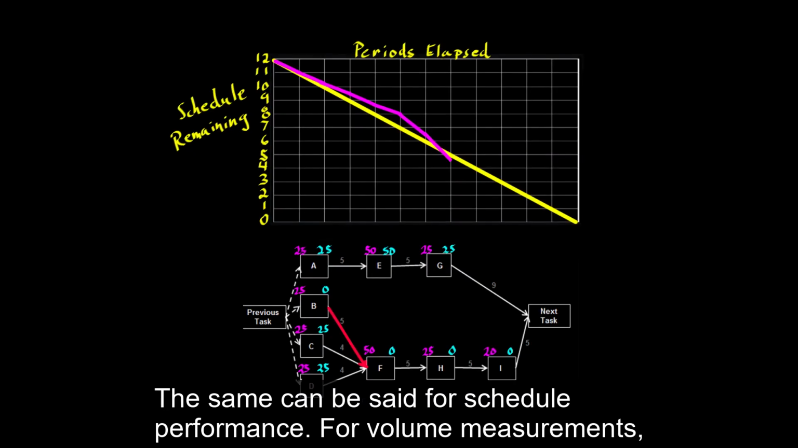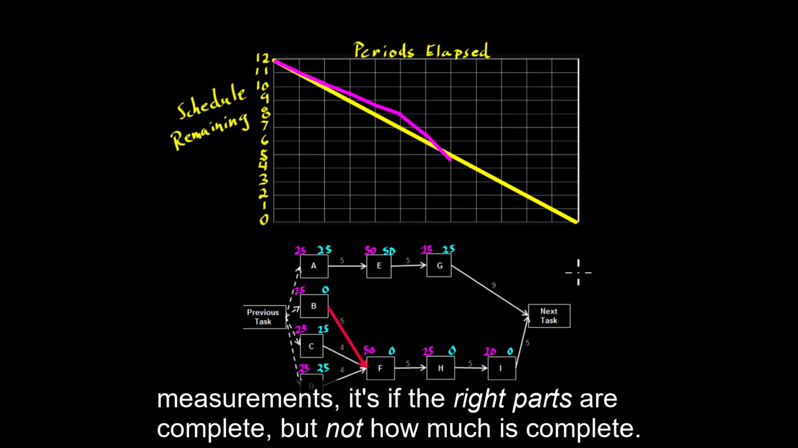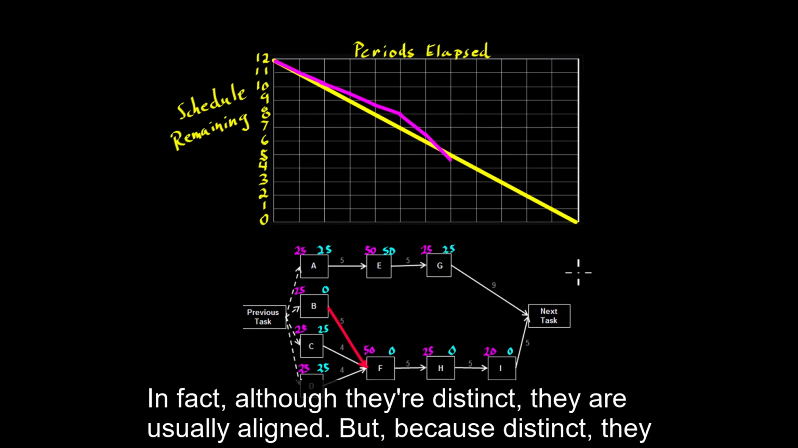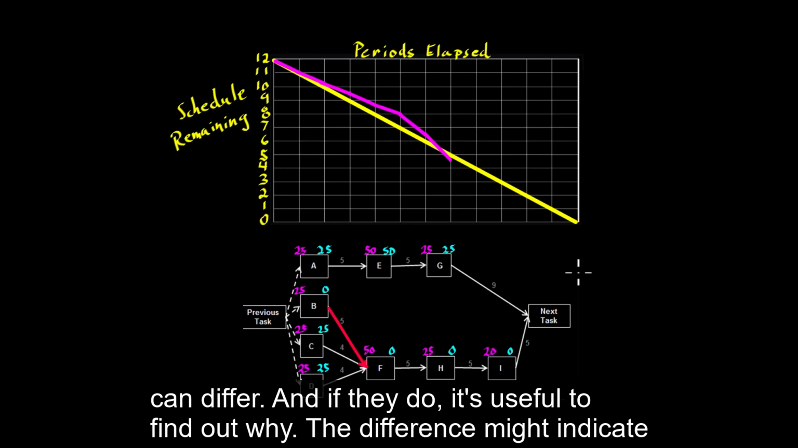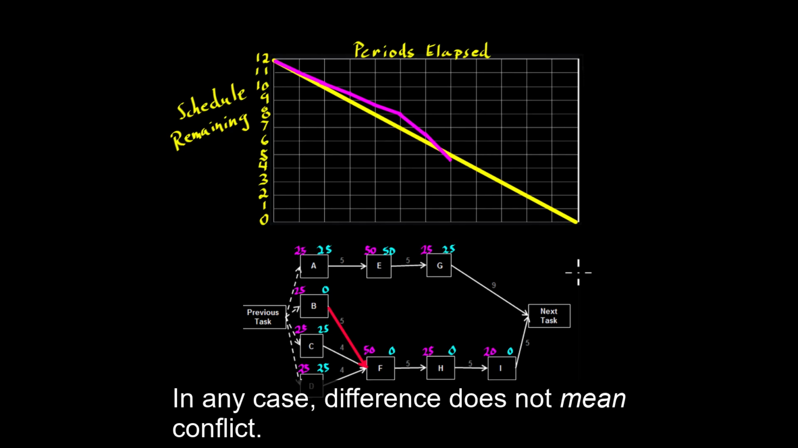The same can be said for schedule performance. For volume measurements, it's how much is complete, but not if the right parts are complete. For sequence measurements, it's if the right parts are complete, but not how much is complete. Different target, different measurement. In fact, although they're distinct, they are usually aligned. But because distinct, they can differ. And if they do, it's useful to find out why. The difference might indicate schedule problems. In any case, difference does not mean conflict.